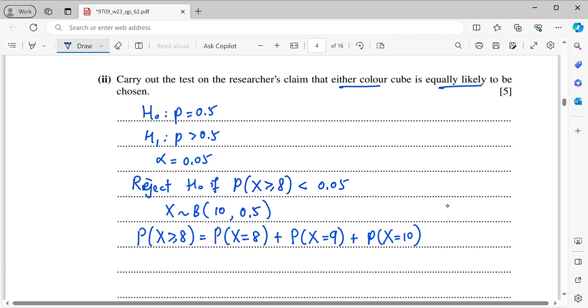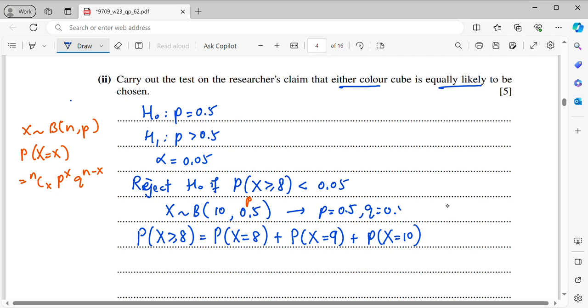Right? So for binomial distribution, if X is binomially distributed with n and p, then the probability is nCx p^x q^(n-x). Now from here, p is 0.5, therefore q is also 0.5 because that is 1 minus p. I do it step by step. It is 1 minus p, which is also 0.5.